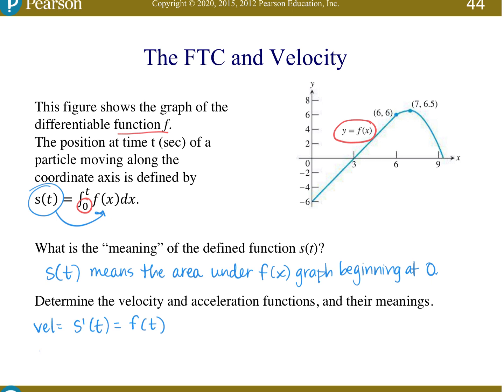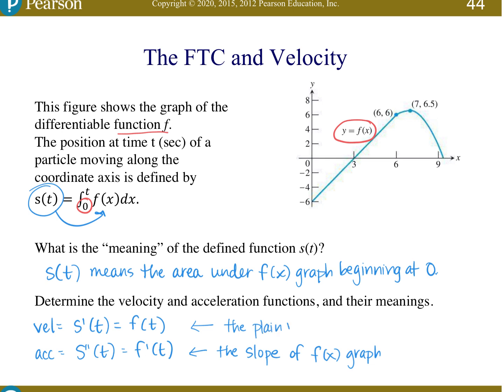And then acceleration will be s double prime of t, which will be f single prime. So s double prime is connected to f single prime. The slope of the f of x graph, whereas the one above it is the value, the plane value of the f of x graph.